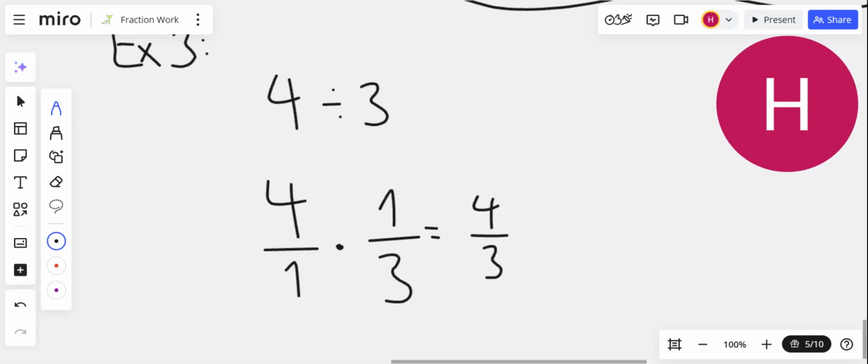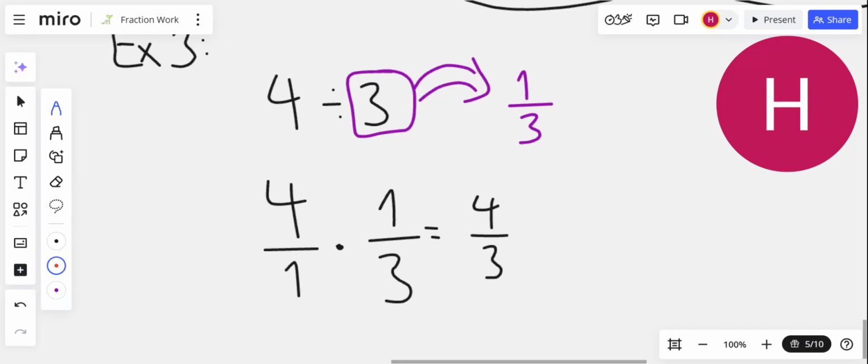So what did I do there? I changed this 3. I flipped it into a 1/3. And then I changed this division sign, and I turned it into a multiplication sign. You could use an X if you want to for multiplication. The reason why I didn't do that is because when you're in algebra or higher levels of math, like when you start getting to pre-calculus and calculus, we use X as the most common letter to be used for a variable.